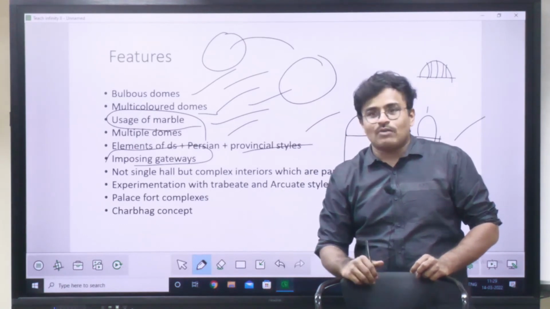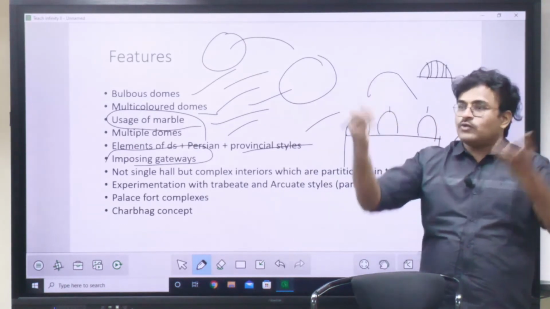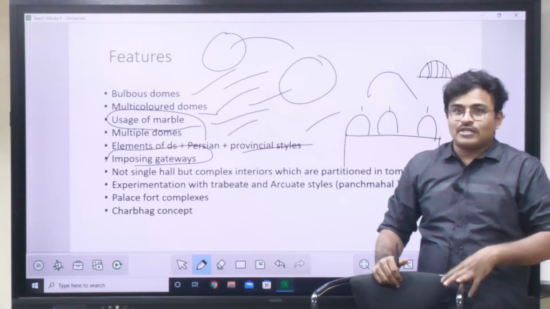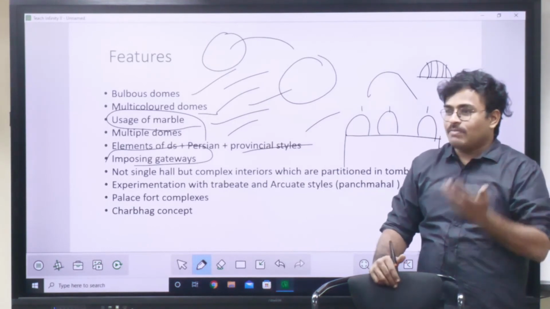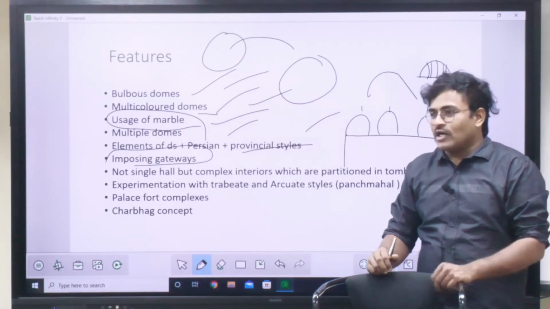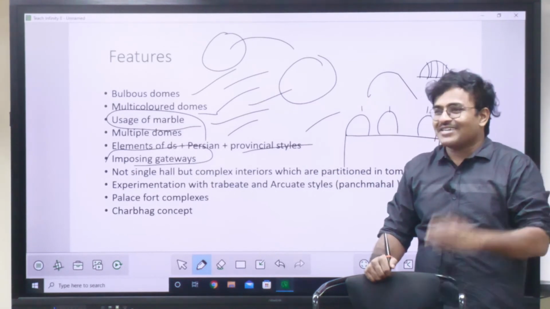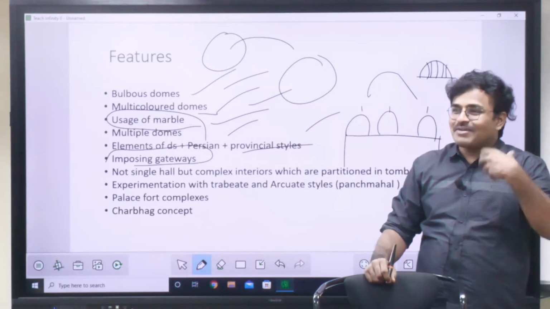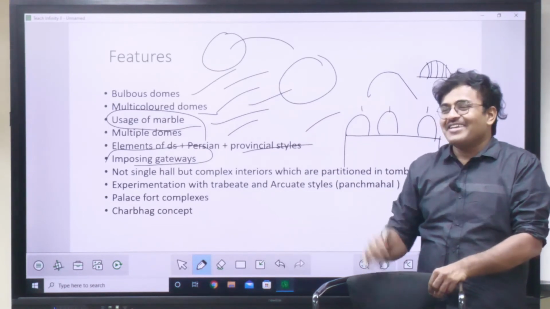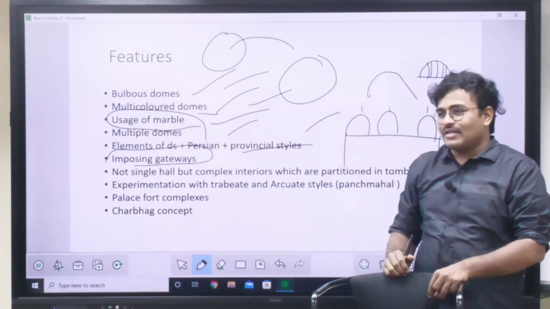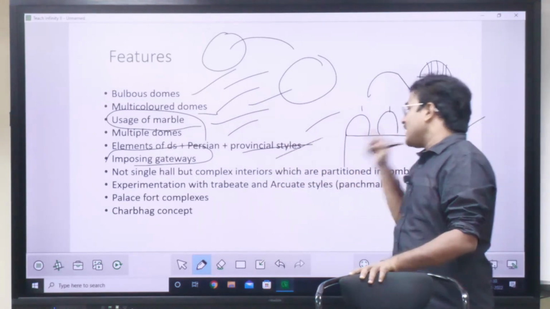So all of these things are what? They are a method of projecting one's own power. This person has constructed such a big complex, which means how powerful he might be. This is also one method of psychological domination. Most of the middle classes also try to do the same thing by constructing a good house. That becomes a big aim for them, because this is also a method to psychologically dominate others. So that's what they did, imposing gateways.